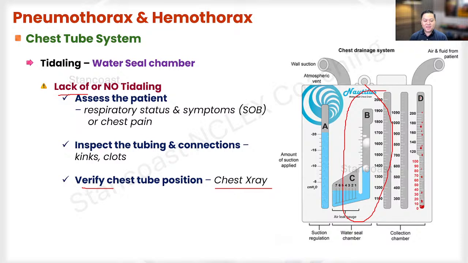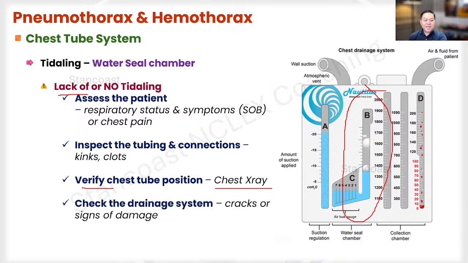Now, another thing is that if there is suspicion that there is dislodgement of the chest tube, notify the medical provider right away. They might give you an order to do a follow-up chest x-ray. So this is to safeguard our treatment, especially in this situation.